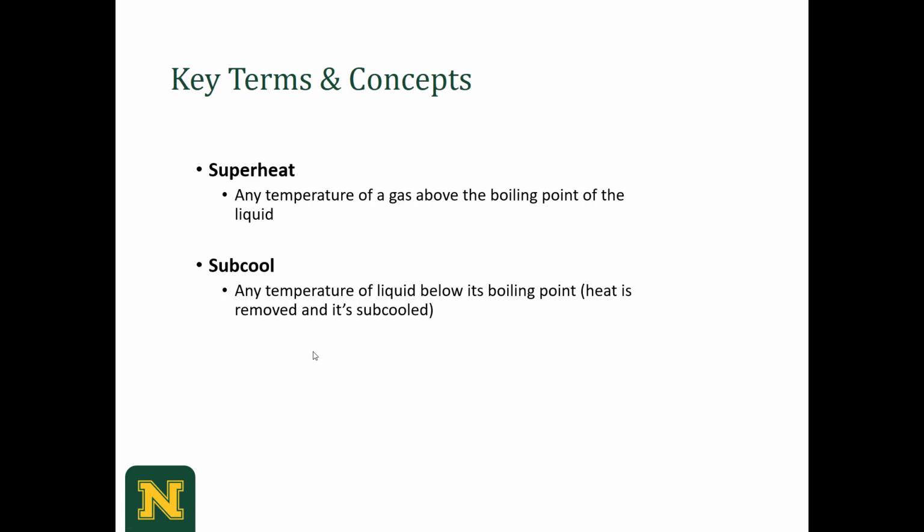Not the greatest example or definition, but basically once we get to the point of, say, water, right? We're boiling water on a stove. Once it hits that 212 degrees Fahrenheit, we can no longer add heat to the water. The steam will boil off, and if we start adding heat to that steam, then we're superheating it. If we are cooling anything below that point of 212 degrees for water, then we are subcooling it from that point.